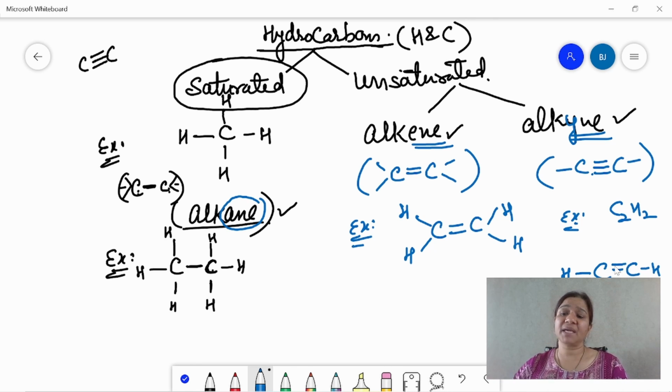But even if I am making a double bond, my valencies are not satisfied. If you see carbon's valency, in each carbon only 3 valencies are satisfied. So what I need to do, I need to make one more bond. So if you see, when I am making the triple bond, now the compound is satisfied.